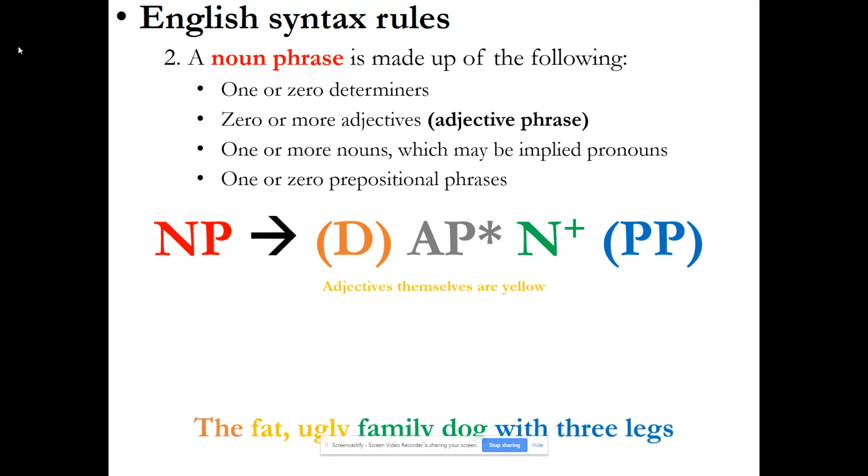Some examples, right? By the way, I have adjectives by themselves labeled yellow, because I haven't given you the rule for adjective phrase yet. So the fat, ugly family dog with three legs, right? This is a noun phrase. You have the determiner, fat and ugly together, they're an adjective phrase, two individual adjectives. Family dog, two nouns, and technically family dog is a noun phrase even by itself, but we're going to label it as two nouns for now. And then the with three legs prepositional phrase.